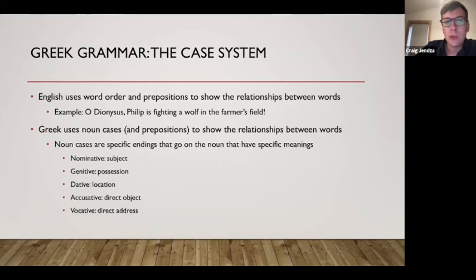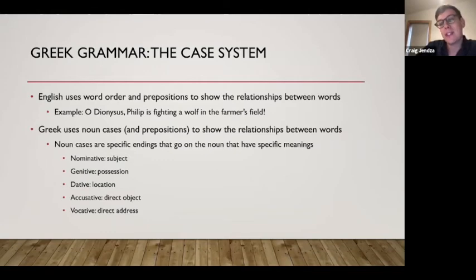English uses word order and prepositions to show the relationship between words. Take an everyday sentence, like we'd all say, "Oh, Dionysus, Philip is fighting a wolf in the farmer's field." We all say that every day. So how do you know that Philip's fighting the wolf and not the wolf fighting Philip? Well, there's the word order. Things have to be in a certain word order in English.